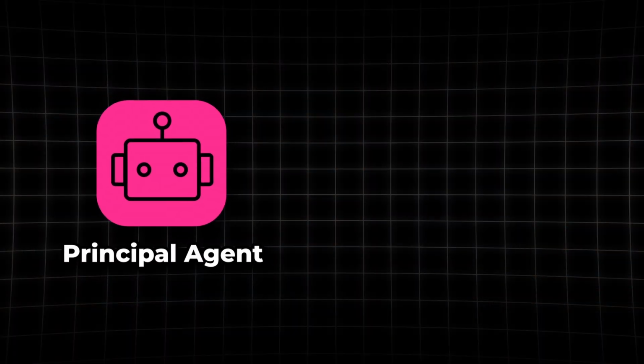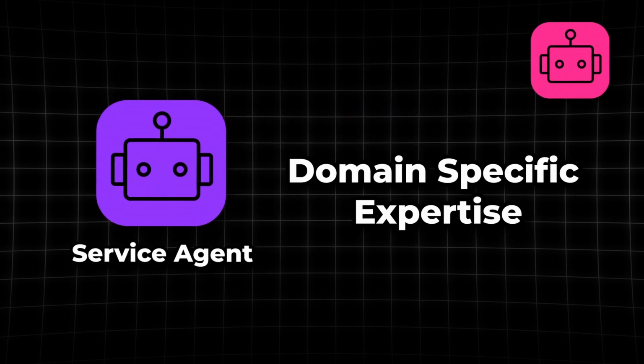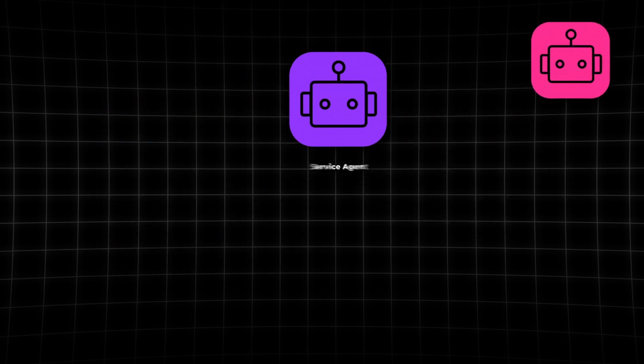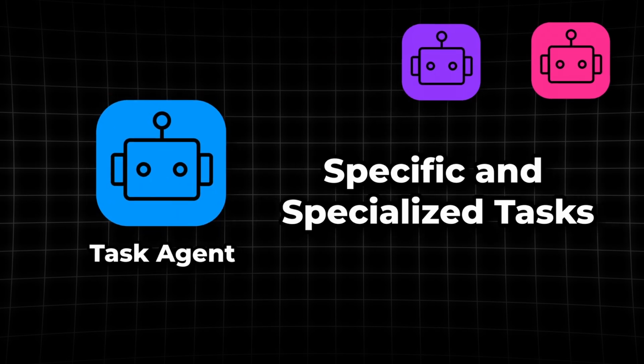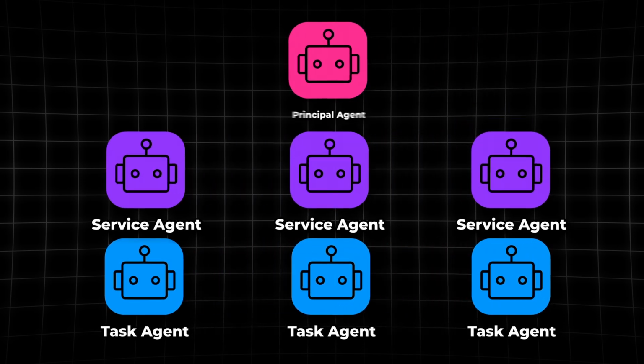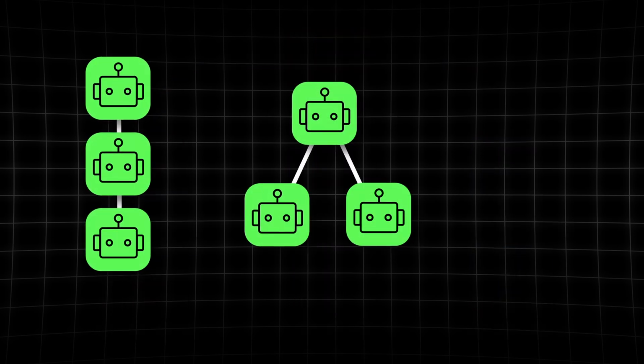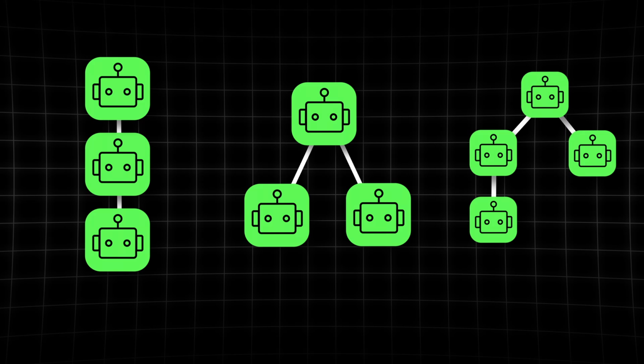Now, there are a lot of multi-agent systems out there, but here is a general guideline on how you can think about it. You'd first have a principal agent, which can set goals and manage tasks. You would have service agents, which handle domain-specific workflows. And then you can have task agents, which do very specific and specialized actions. Now, this is a hypothetical example. You can make this however you want to, but here's a simple structure that you can follow. Ultimately, they can work in sequence, in parallel, or even in some sort of hybrid approach.